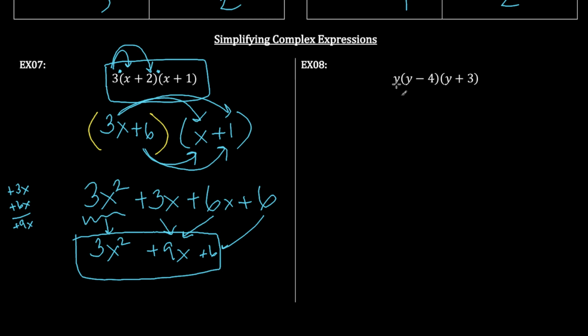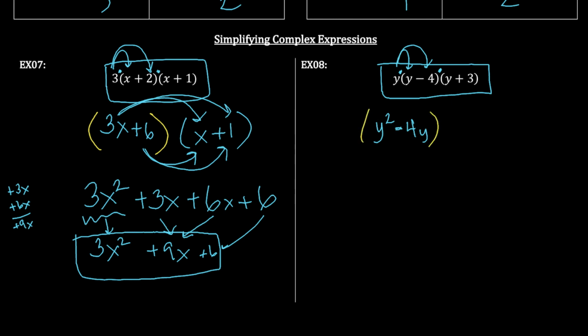Let's read example number 8. y times (y minus 4) times (y plus 3). So I start off with y and I multiply by all that, and I don't do anything else. So y times y is y squared. And let's slow down with this. A positive times a negative is a negative. y times 4 is 4y. I'm about to multiply all of this, or my entire answer, by y plus 3.